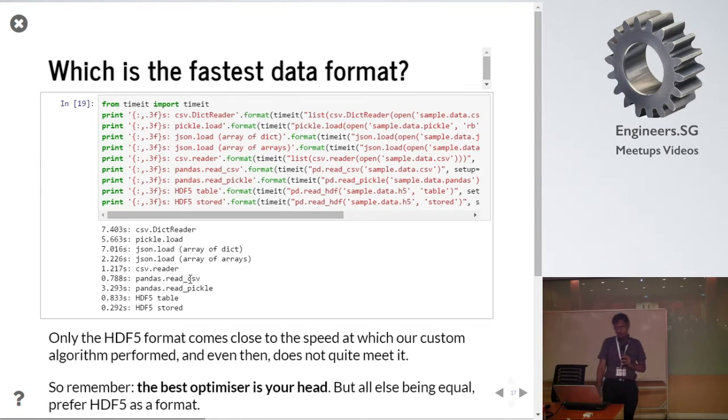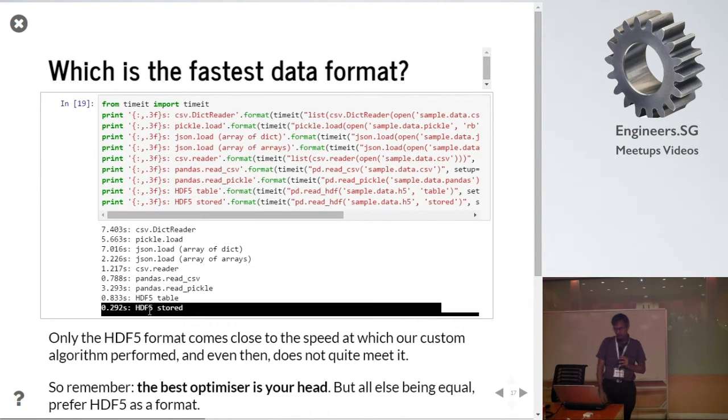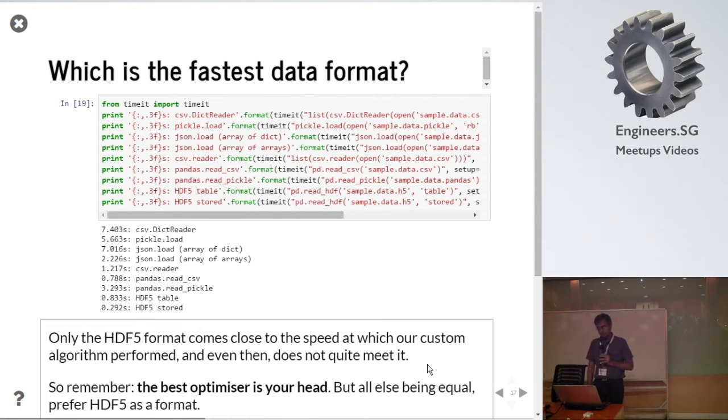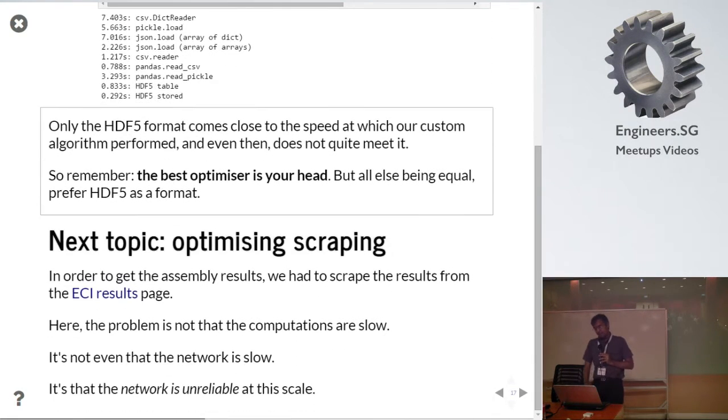But if there's a format that you really want to go in for storing structured data, it's probably HDF5, supported by Pandas, supported by a variety of other platforms, pretty neutral, built for speed, built for storage across distributed systems. And by and large, we've tried to move towards HDF5 when the data doesn't have to be read by a human or a system like Excel or OpenOffice or whatever. By and large, go for HDF5 as a format, and do keep in mind that the best optimizer is in your head. It's not a library.